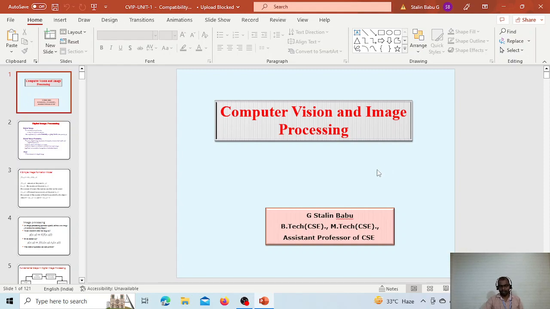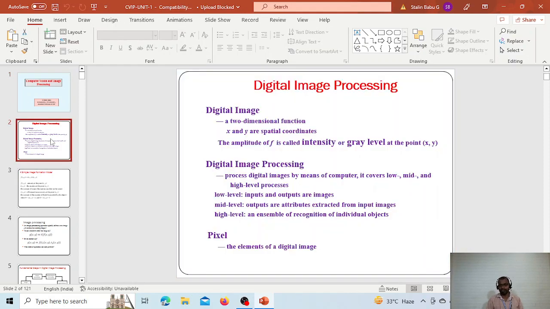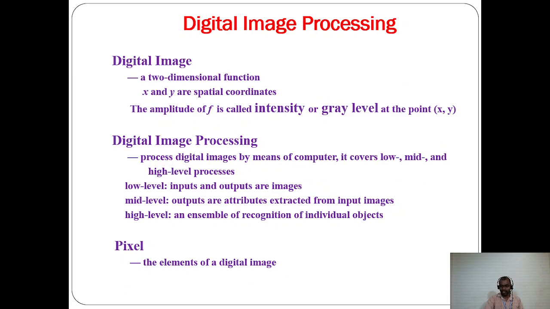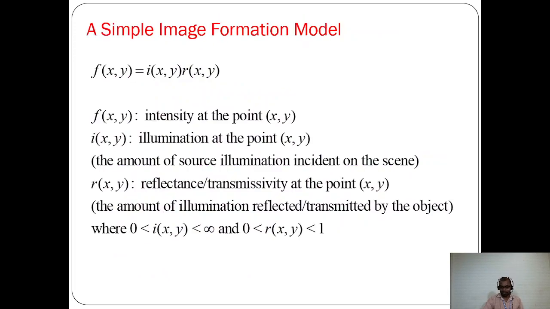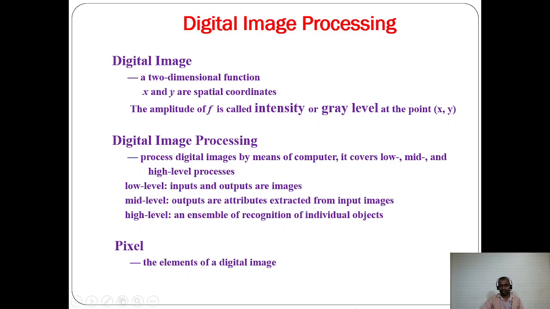So the first one is what we mean by image. An image we can simply define as f of x comma y. Here x comma y are the spatial coordinates, and f is the function or amplitude of the particular pixel, which is called the intensity or the gray level. So the image we can define simply as f of x comma y.